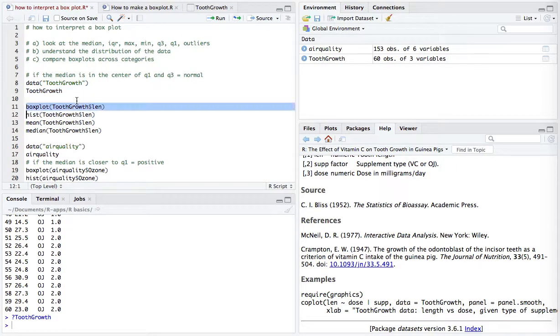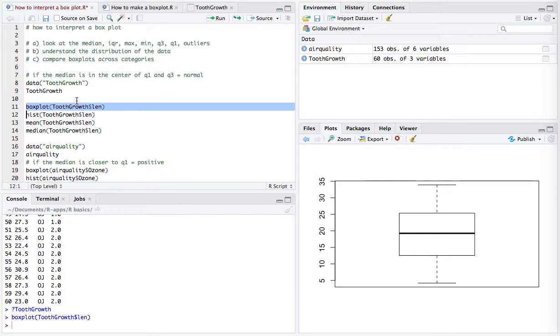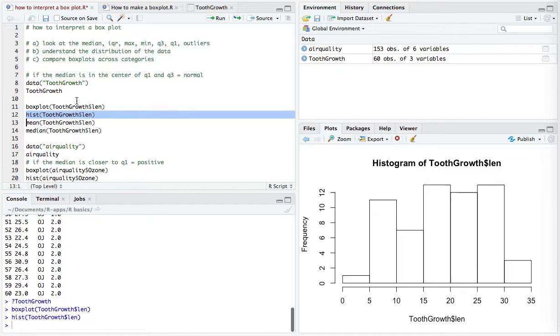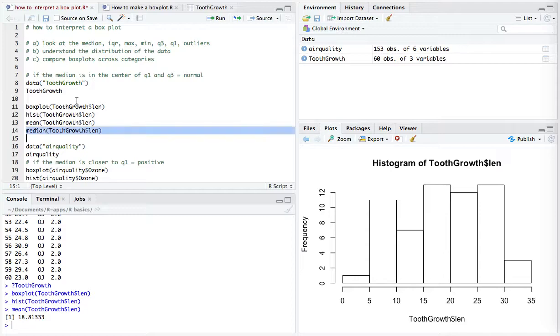So now let's make a box plot for length in the ToothGrowth data frame. We see that the median is right in the center of the box. What this tells us is that the data is evenly distributed and normally distributed. Now I'm going to create a quick histogram for you, and you can see that the peak of the data is in the center. A quality of normally distributed data is that the mean and the median are the same. In this case, let's look at the mean and the median. There is a slight difference between the median and the mean of about 0.4, but roughly they are the same, and hence we can see that this distribution is normal.